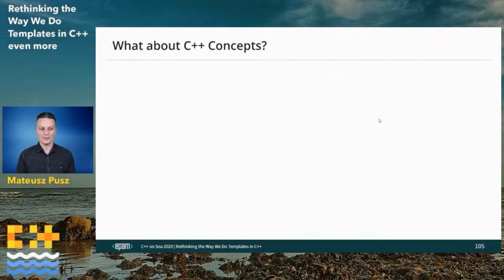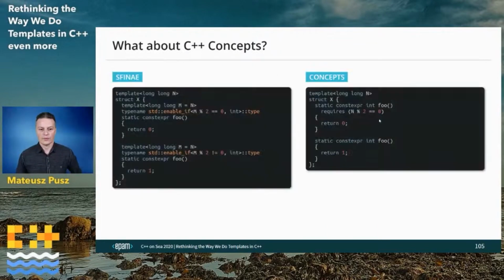And what about concepts? Let's analyze two simple cases. We have two functions foo. We want to call one of them for n being even and the other for n being odd. We can implement this with enable_if and easily with requires clauses, right? This one will be called in this case, and this will be called in the rest of the cases. Similar as here.